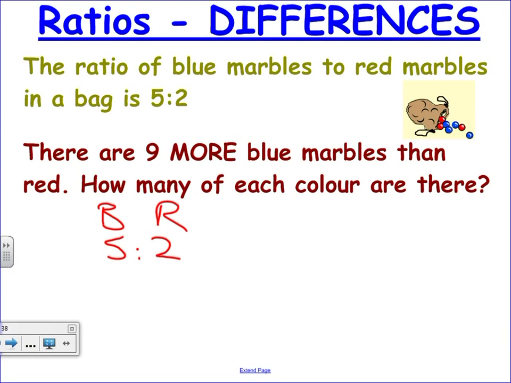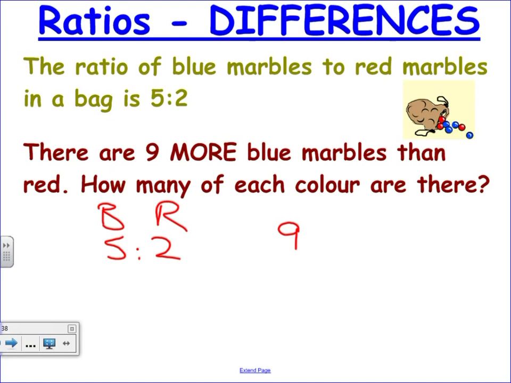Then you've got to read the question and decide what the question is asking you. Is it about a total, a part, or a difference? So I read the question. There are 9 more blue marbles than there are red. So more tells me it's a differences one. So the 9 is over here because there's a difference in the totals.